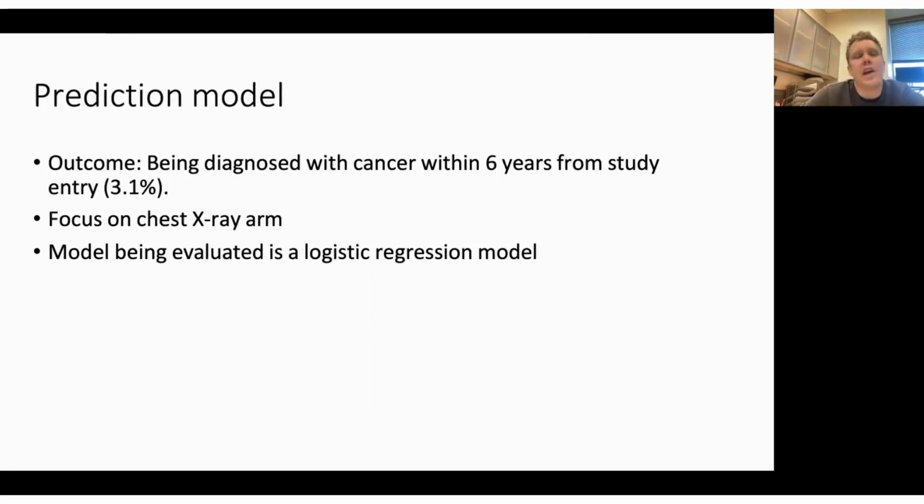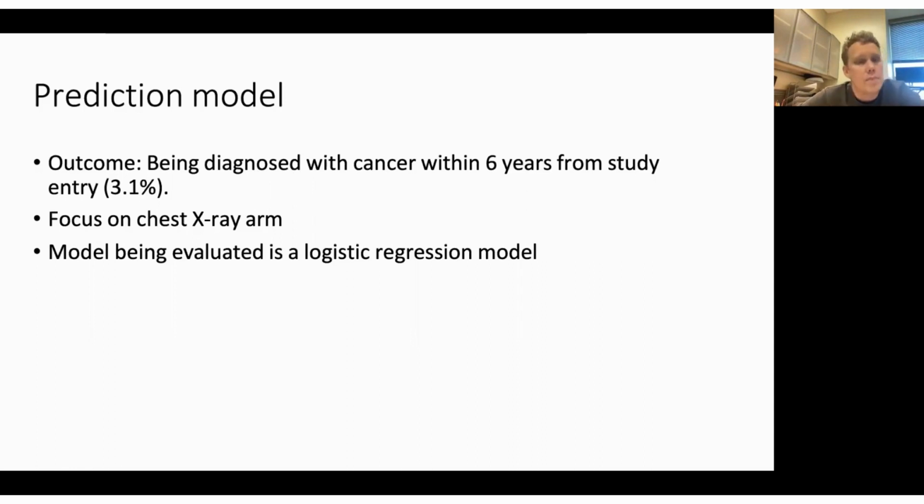And the outcome we are going to be focusing on is being diagnosed with cancer within 6 years from study entry. And this is luckily a pretty rare outcome. In a screening population, a healthy population, but still high risk for lung cancer, we are talking about around 3% of those people, at least in this study, were diagnosed with lung cancer. And this should be lung cancer, not just cancer, within 6 years from study entry.